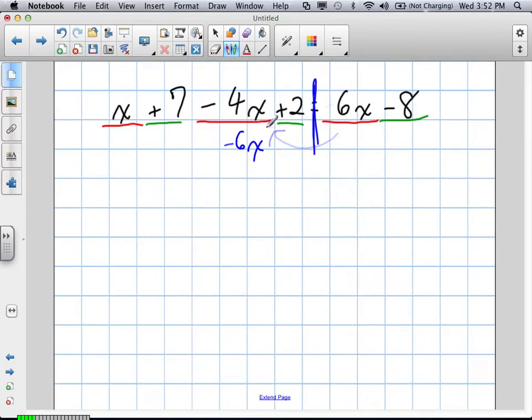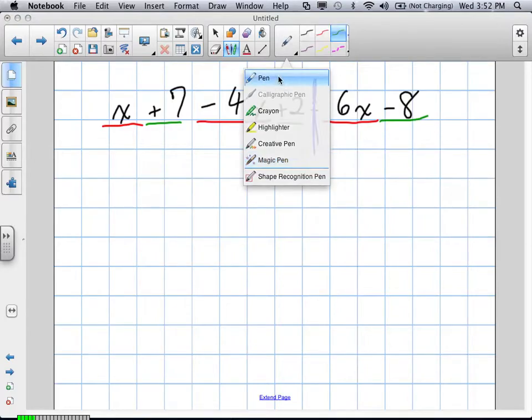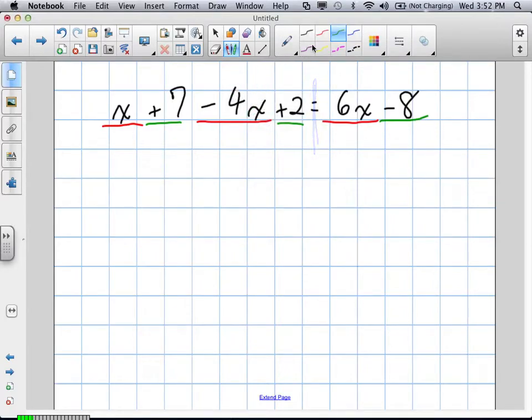So what we're going to do is collect our like terms on one side of the equation. We'll always do that. Try to simplify one side as much as possible. So x minus 4x, do you know what that will be? 3x? Just 3? Negative 3? Yeah, it's going to be negative 3x. And what about positive 7 plus 2? 9. Yeah, positive 9. So it looks like negative 3x plus 9, right?